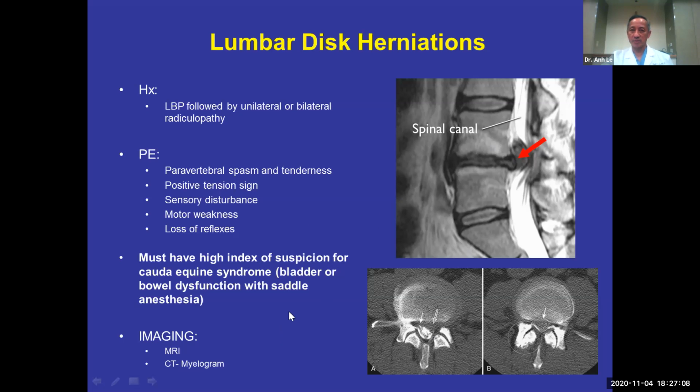In these patients, occasionally, you may encounter a patient who presents with bladder or bowel dysfunction and with saddle anesthesia. Those are the symptoms of cauda equina syndrome. This is a surgical emergency.